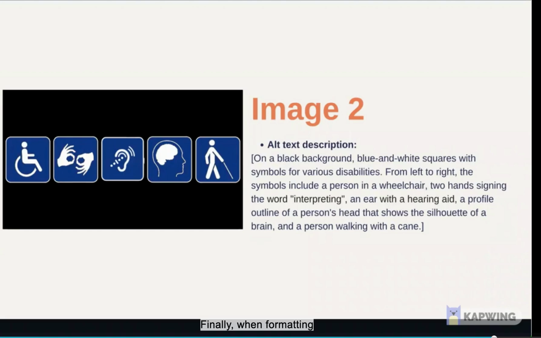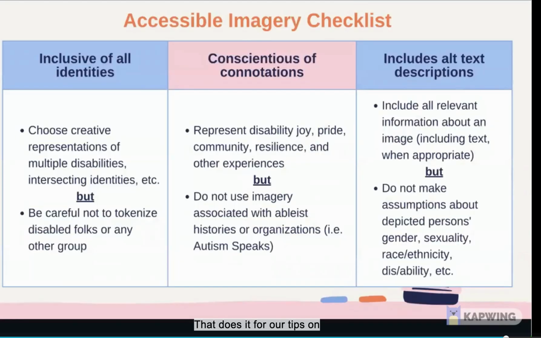Finally, when formatting your alt text description, you'll want to choose accessible font sizes and styles, both of which we'll discuss in the next video. That does it for our tips on accessible imagery for advertising and promotion. We've also created the shorter checklist summary on screen and linked in the video description for you to refer back to as you make decisions about your affinity-related imagery.